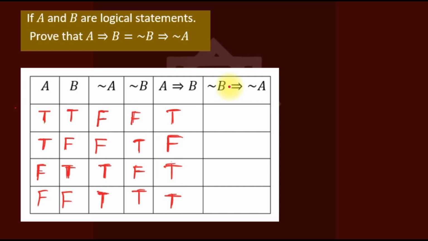So the same thing, let's look at not B implies not A. So where the first one, that not B, is true, while the second one is false, it should be this. So this is false. You see, true, while this is false. So others are true. And it seems our proof is correct. Everything on the last column is the same thing as the second to the last column. So we've proved that using truth table.